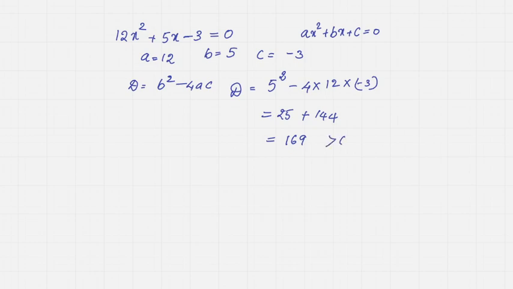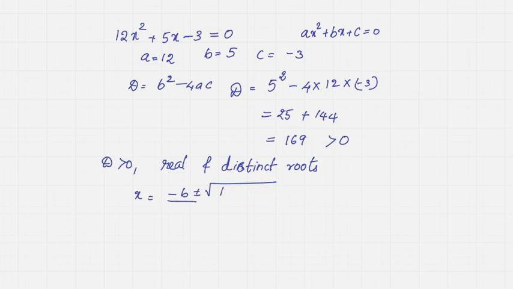Which is greater than 0. Since D is greater than 0, we will have real and distinct roots. So we will have two distinct roots. We have the solution as x is equal to minus b plus or minus root over b square minus 4ac divided by 2a. So these are the roots. Here we will substitute the values.